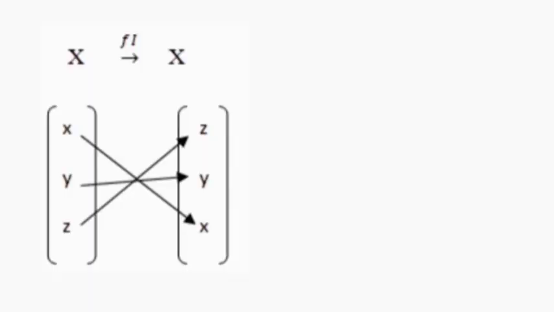Fi is a mapping from x to x. From the diagram, x is mapped onto x, y is mapped onto y, and z is mapped onto z. And this kind of mapping is called an identity mapping.